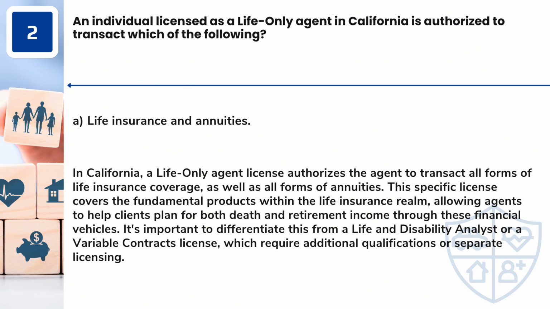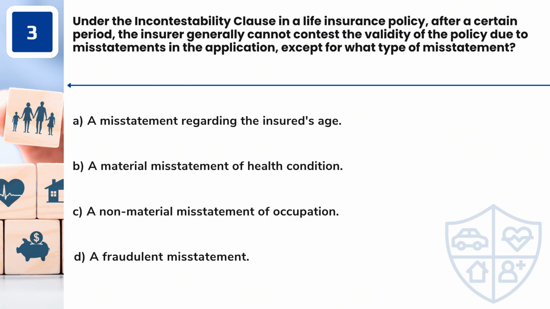Question 3. Under the Incontestability Clause in a life insurance policy, after a certain period, the insurer generally cannot contest the validity of the policy due to misstatements in the application, except for what type of misstatement? A. A misstatement regarding the insured's age. B. A material misstatement of health condition. C. A non-material misstatement of occupation. D. A fraudulent misstatement.